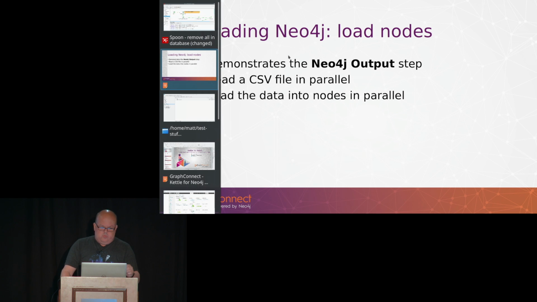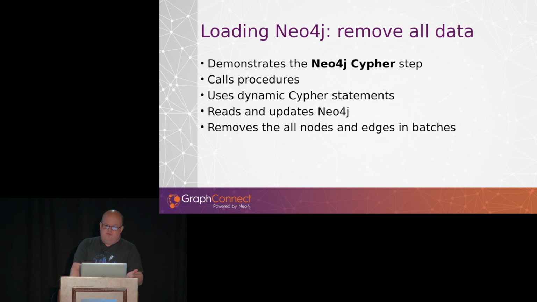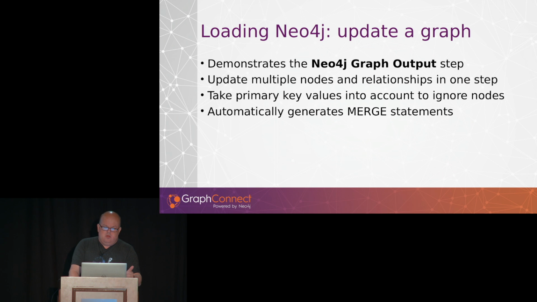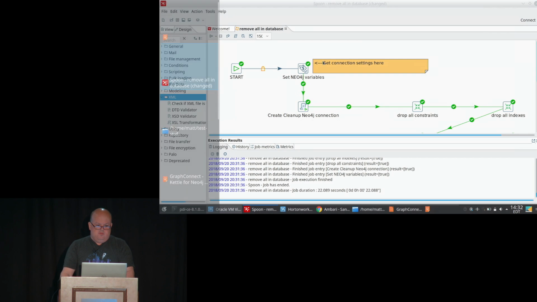All right. So we did load node and remove all data. Now we show off the graph output step, which is something that I think has some potential for future development. In a way, it's similar to what Neo4j ETL does, with the distinct difference that you can create your own model instead of having it automatically generated from a third normal form, right? So let's take a look at that one.